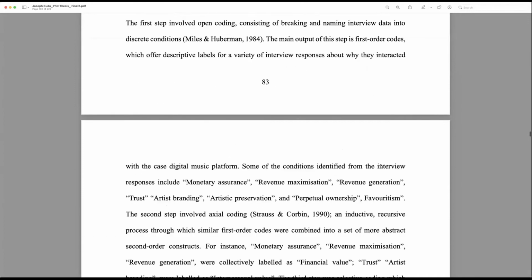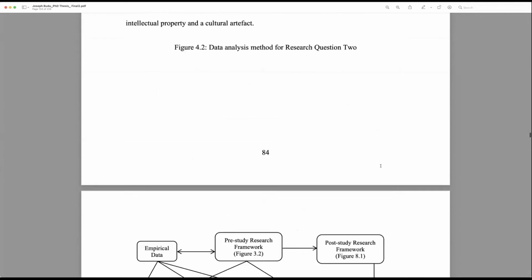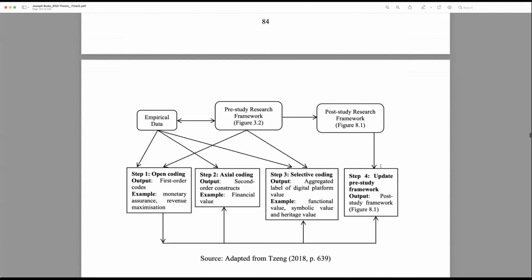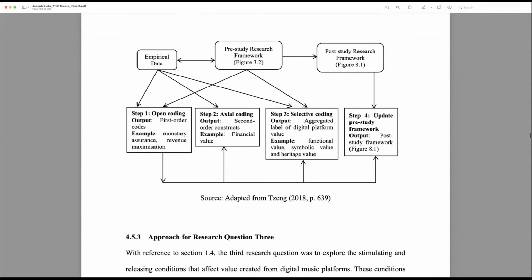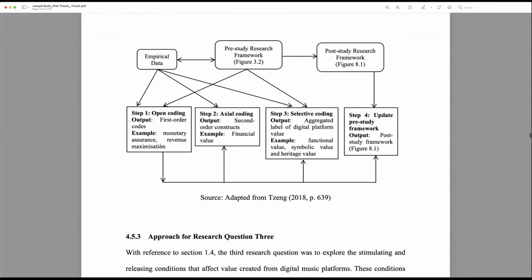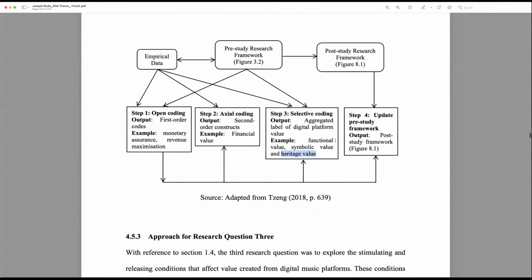Okay, so that's what I'll just show you right now. Use the same thing for question 1, question 2. This one may be easier for you to understand. First order coding: monetary assurance and revenue maximization. Second order coding: he combined the two and called it financial value. The third one: financial value, symbolic value, and heritage value. His PhD contributed the heritage value. That's another value he found at the end of the day. Then he used it to update his work.